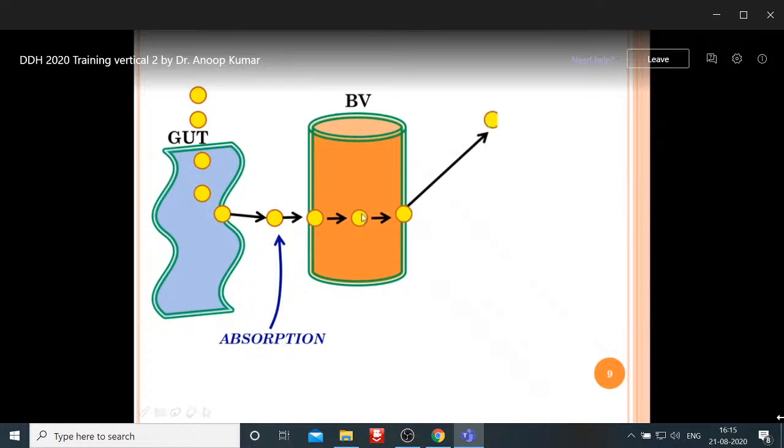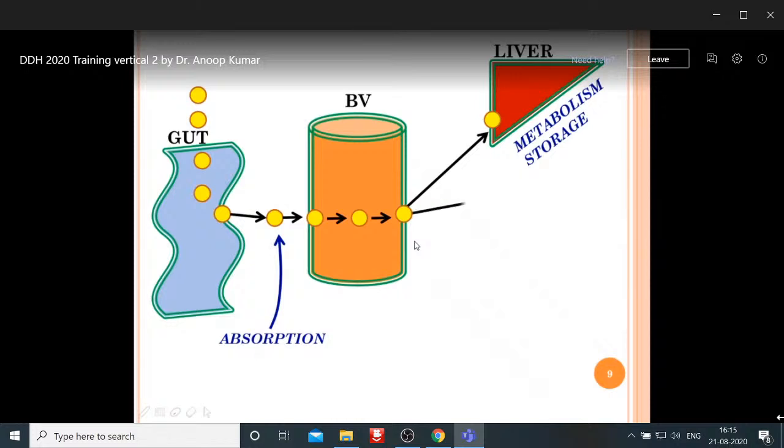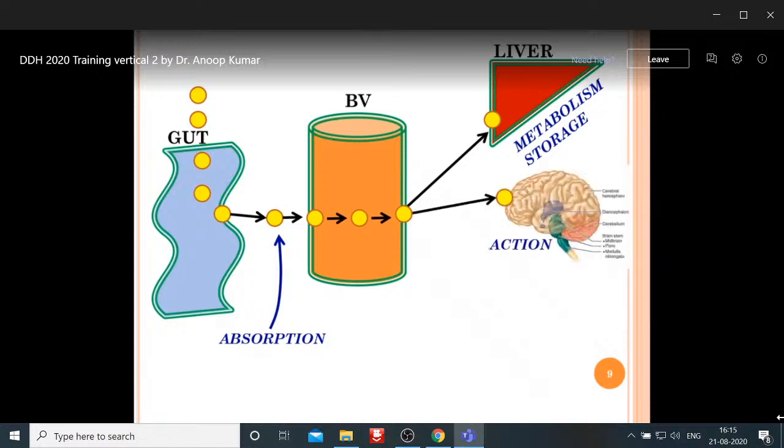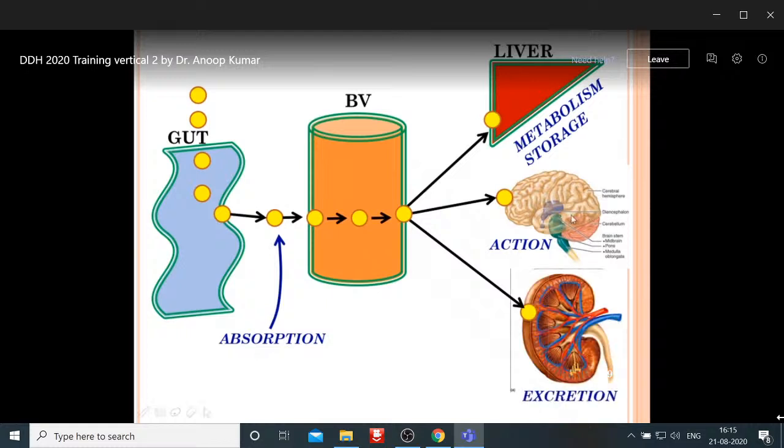After that, it reaches the blood vessels or systemic circulation, then it is distributed, and it goes to metabolism. It can produce the desired action. Suppose you have designed a molecule for the nervous system, then it has to cross the blood brain barrier and bind there and show its action, and then finally it will be excreted. So the first thing is absorption.